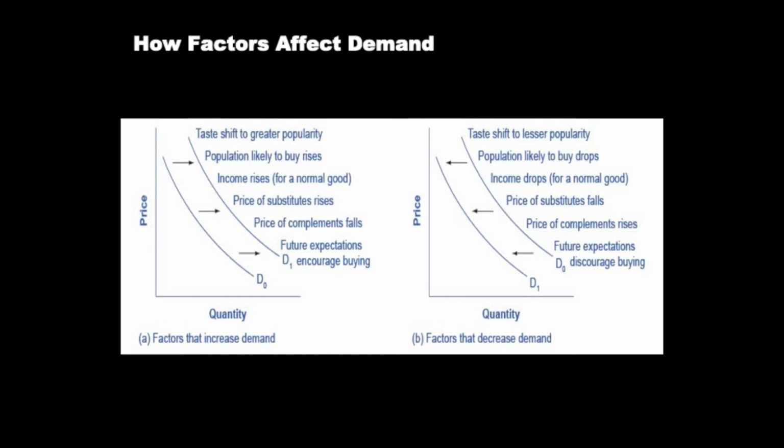How factors affect demand. In Figure A, we see a list of factors that can cause an increase in demand from D0 to D1. In Figure B, the same factors apply and the direction is reversed. We can see that there can be a decrease in demand from D0 to D1.